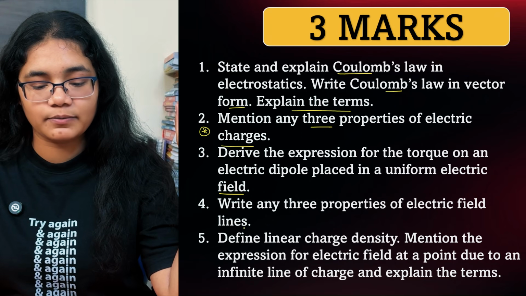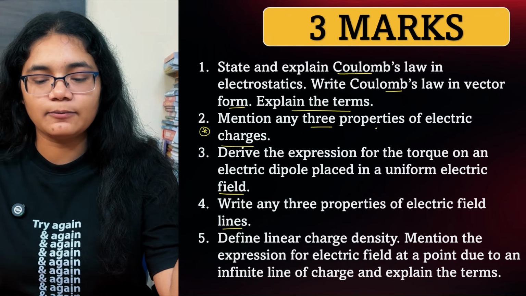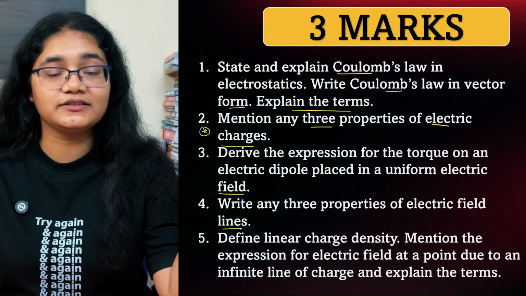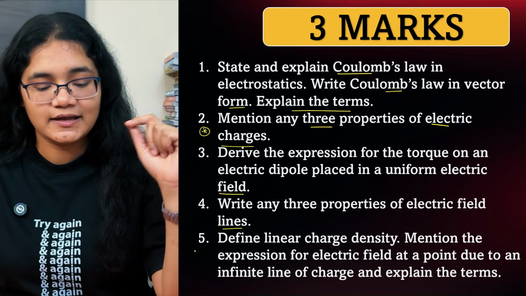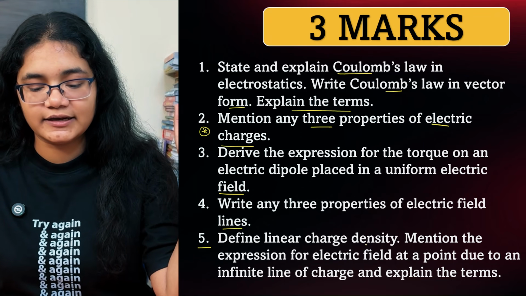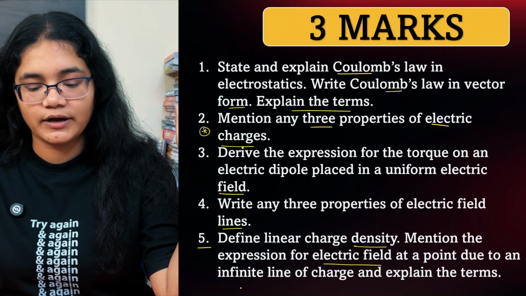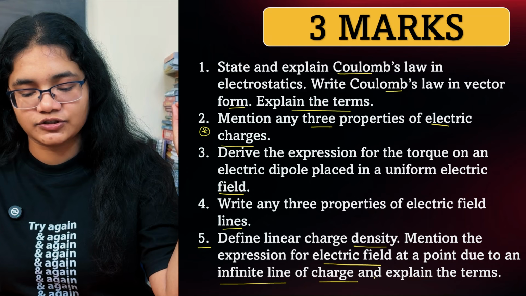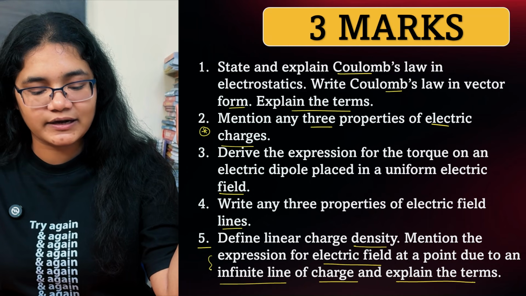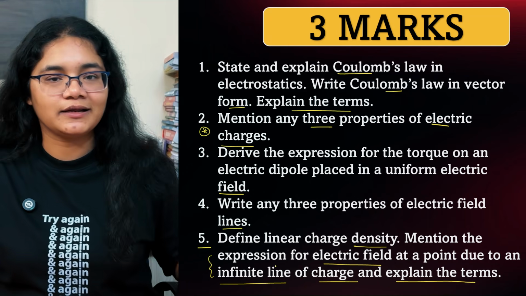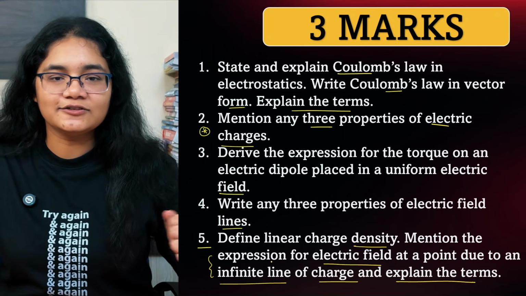Next, write any 3 properties of electric field lines. Okay, 3 properties of electric charges, and here it is 3 properties of electric field lines. Next, fifth question, define the linear charge density. Mention the expression for electric field at a point due to an infinite line of charge and explain the terms. So we have already seen its derivation. So if you have already prepared the derivation, this question you can easily solve.